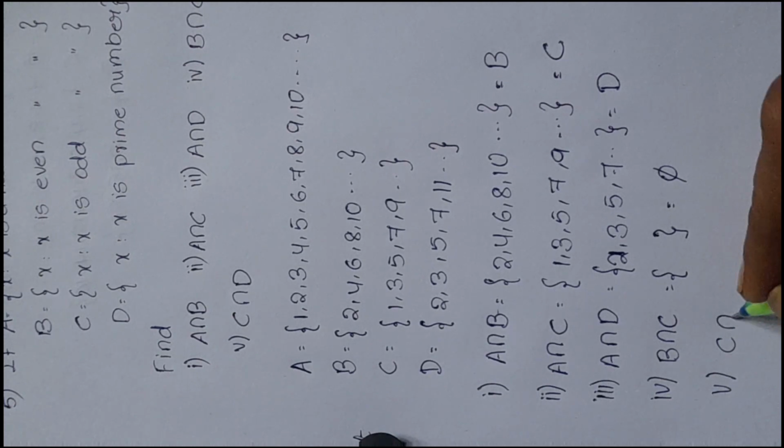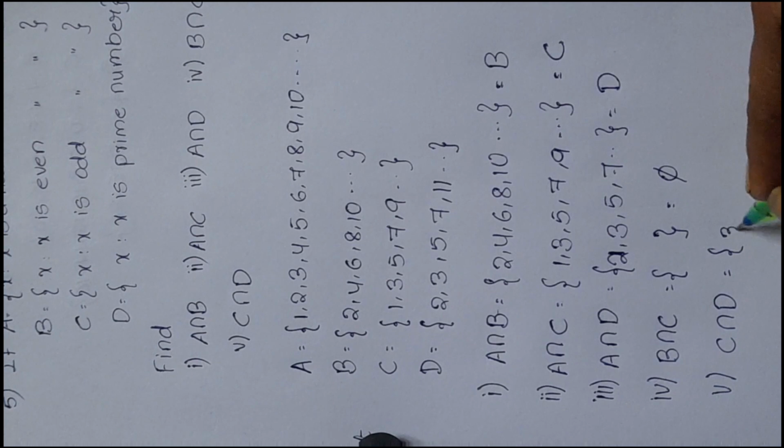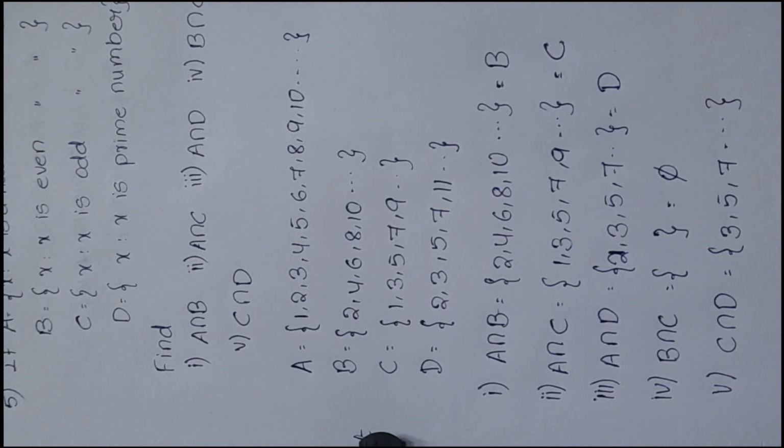Fifth one is C intersection D. The common elements in C and D are 3, 5, 7 and so on.